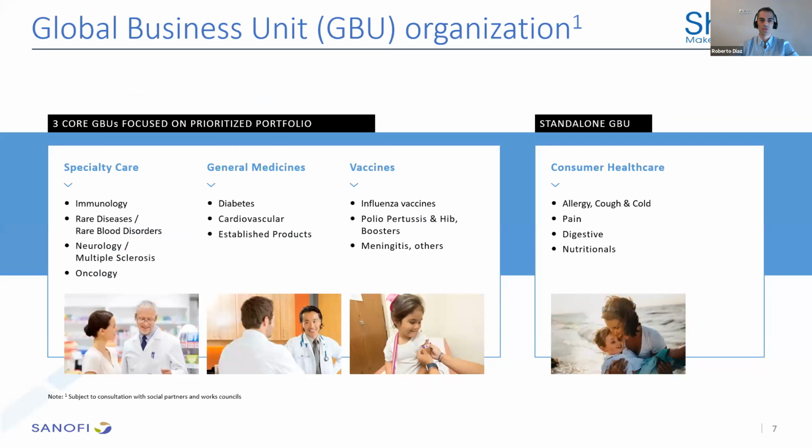So Sanofi is a global business unit organization made of 3 core GBUs. They are specialty care, or Sanofi Genzyme, focused on immunology, rare diseases, blood disorders, neurology, multiple sclerosis, or oncology. General medicines, focused on diabetes, cardiovascular, and so on. And vaccines, or Sanofi Pasteur, focused on influenza, polio, meningitis, etc. And finally, we also have a standalone GBU, which is consumer healthcare, focused on allergy, cough and cold, pain, digestive, and so on.